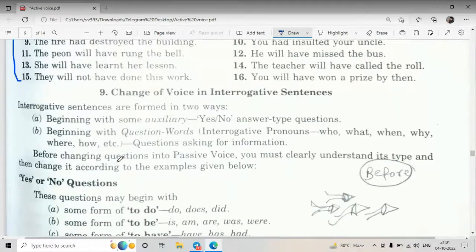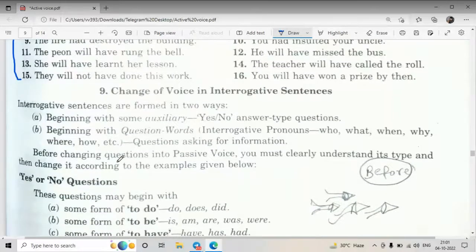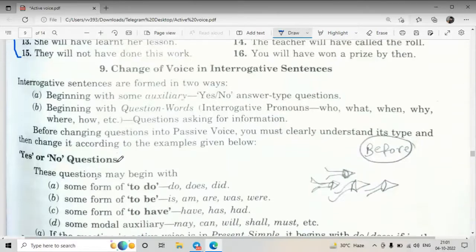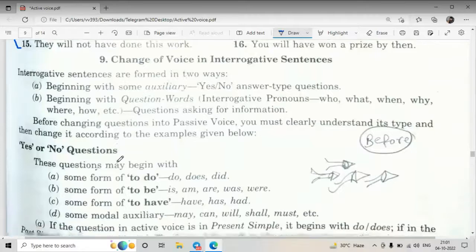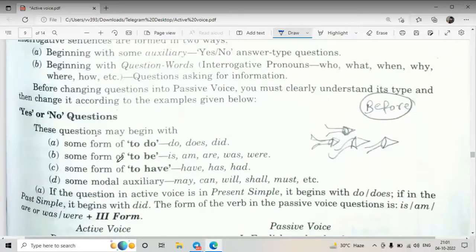So, change of voice in interrogative sentences. Interrogative sentences are formed in two ways. A: beginning with some auxiliary, yes or no type questions. And B: beginning with question words, like interrogative pronouns who, what, when, why, where, how, etc., and the questions asking for information. Before changing questions into passive voice, you must clearly understand their type and then change them according to the examples given below.